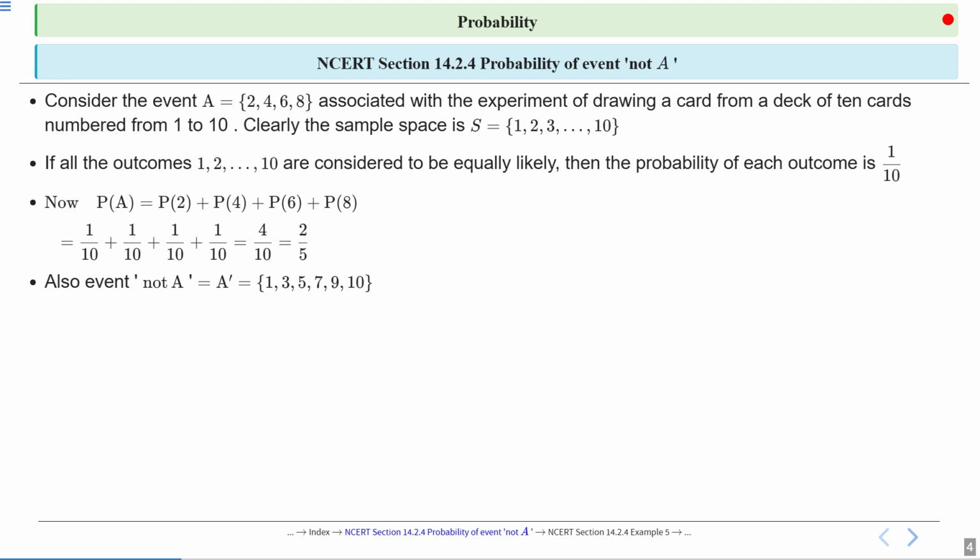Now, what is the probability of not A? What is the probability of A complement? Not A is also called the complement of event A.